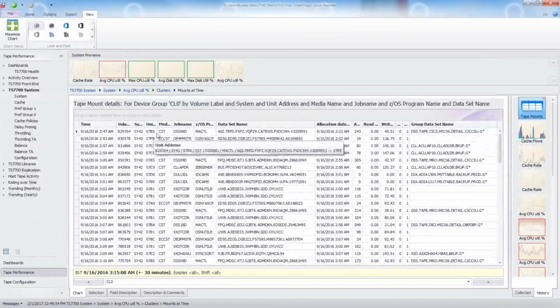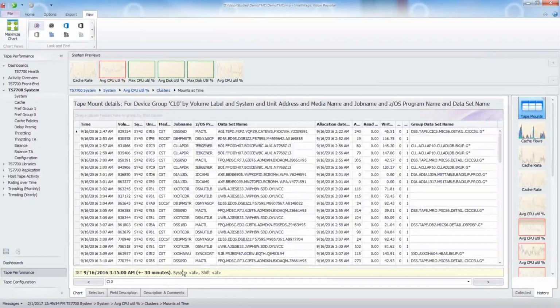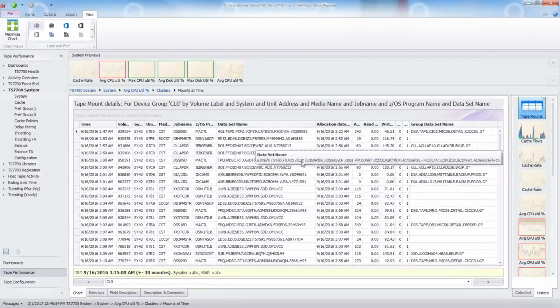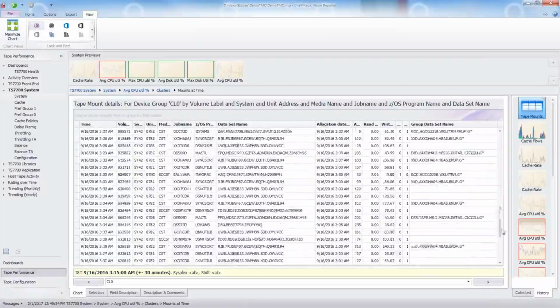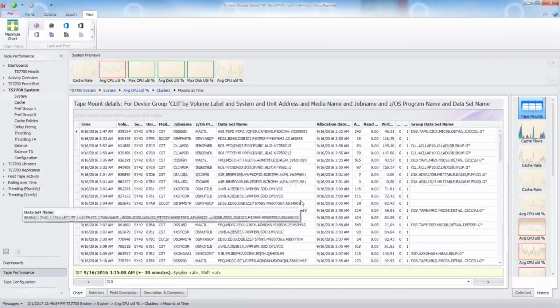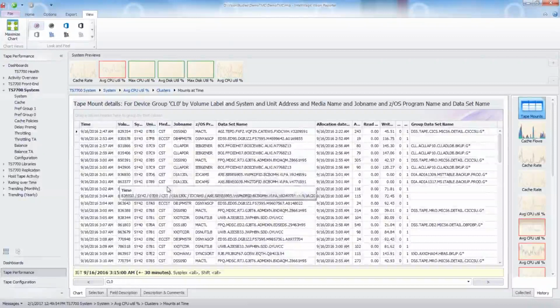So this is the actual workload running in that TS7700 cluster at this particular point in time, plus or minus 30 minutes. As you can see, you've got the vol ID, the system it's running on, the unit it's allocated to, the type of media, the job and program that was running, data set names, whether it was read or write activity, whether it's a specific or scratch mount, etc. So we are listing all the specific detail of the workload going on at that moment in time. Feedback from initial customers on this function is that this activity could take them almost weeks to do, and we're capable of doing it very quickly in the product, in a matter of minutes.